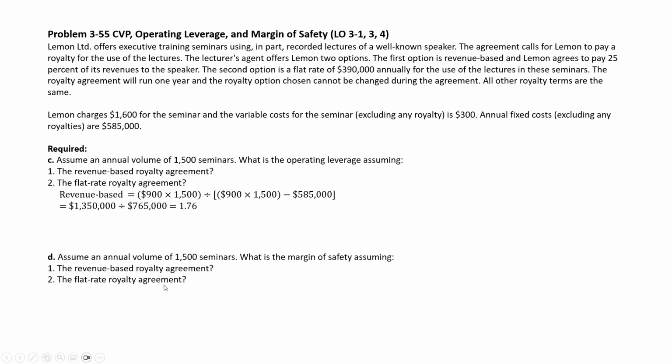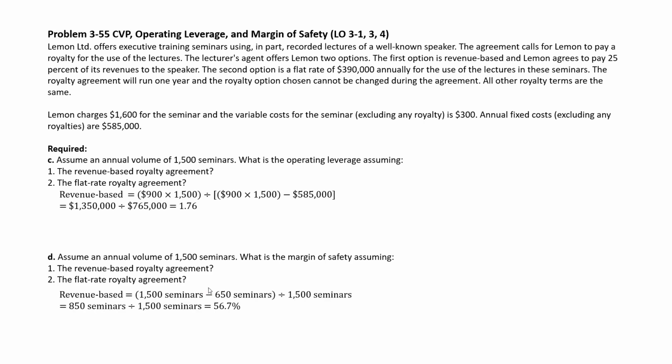The last thing you're going to take a look at is margin of safety. So we've done a lot of calculations. Margin of safety is going to ask us to compare what our sales level is now, which they're telling us is 1,500 seminars, compared to break-even sales. And margin of safety can be positive, it can be negative. If you're above break-even, it's positive. If you're below break-even, it's going to be negative. In this particular problem, they ask us to calculate margin of safety as a percentage. So that's one nuance you want to keep in mind.